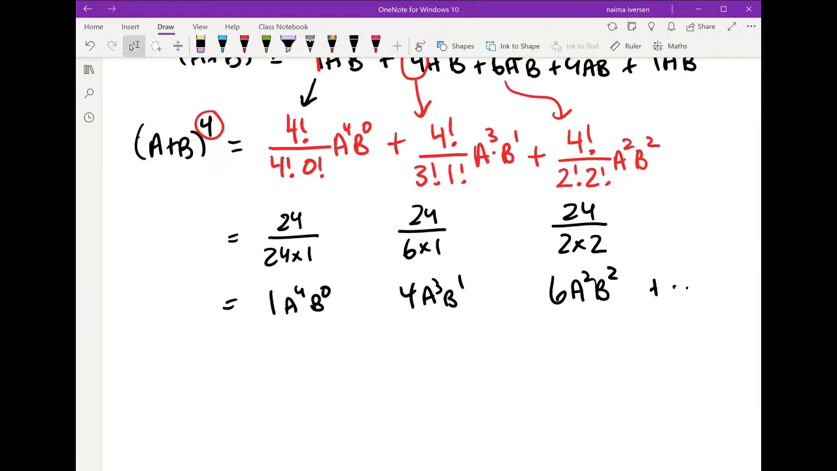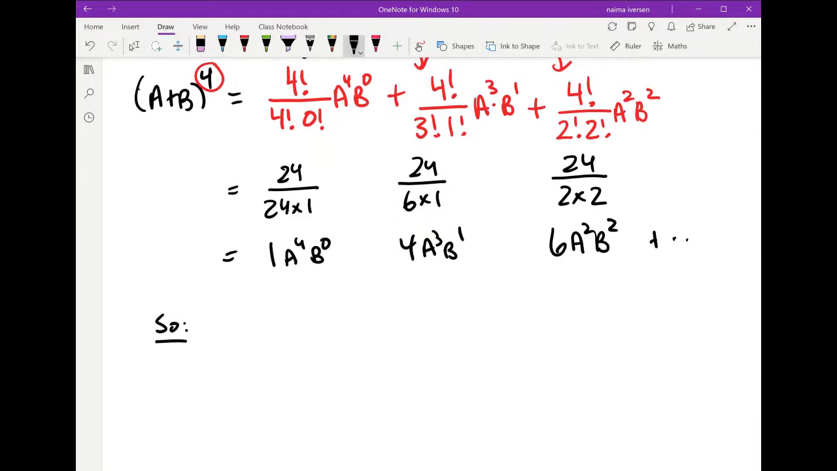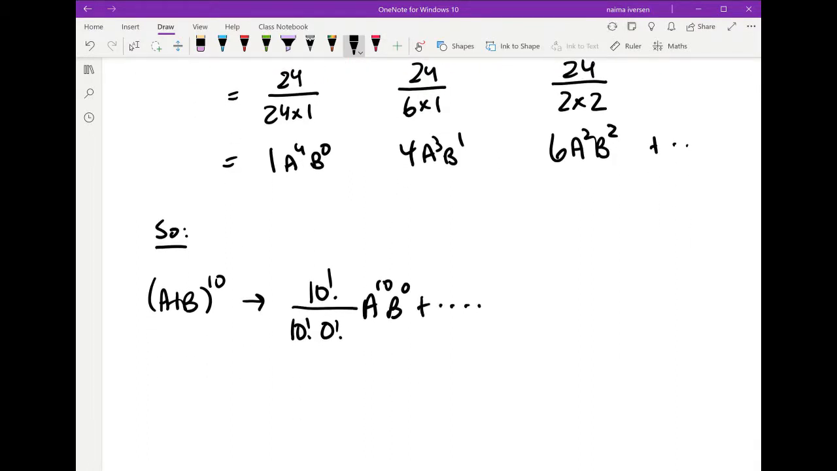The factorials are useful because what you can do then is you can start talking about, for example, expanding a plus b to the power of, say, 10. And so your first term would have a 10 factorial over 10 factorial, 0 factorial. And that's because you have 10 a's and 0 b's, and so on and so on.